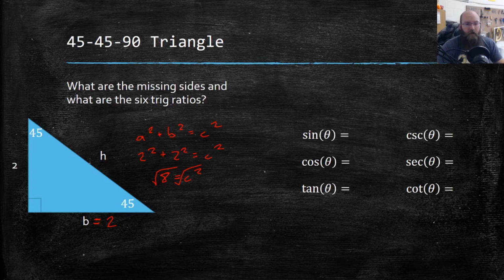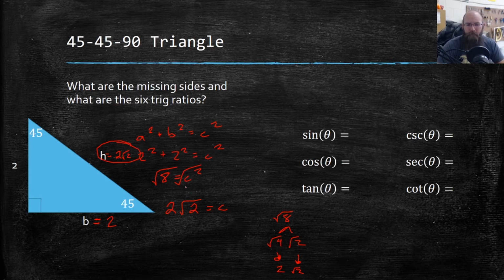Let me do a little factor tree. Where should I do it? Let's do it over here. Square root of 8 splits up into a square root of 4, a square root of 2. What is the square root of 4? You guessed it. It's a normal 2. Good job. So it's a normal 2 times the square root of 2. So 2 square root of 2 is my c value, or my hypotenuse in this case. Now that I have all of my sides, I can go and do those trig ratios.